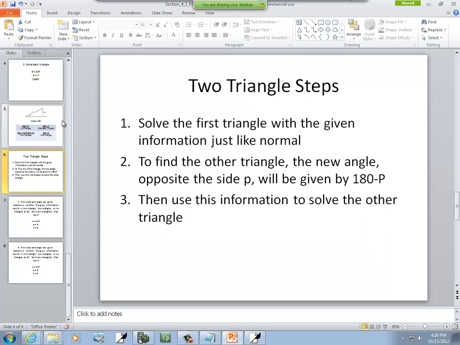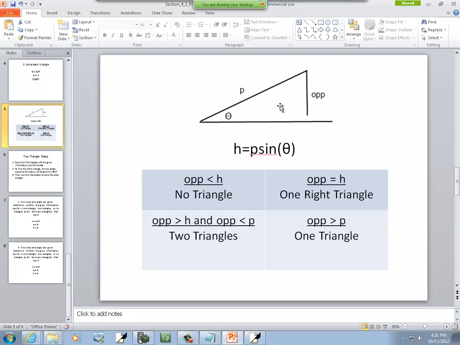Now I kind of came up with some steps to help with the two triangle problems, but I don't really like them very well. They're not refined yet. This is like version 1. The example is the best way to see it. Okay, it says solve the first triangle with the given information just like normal. To find the other triangle, the new angle opposite to side P will be given by 180 minus capital P. Then use this information to solve the other triangle. That'll make sense once we look at this.